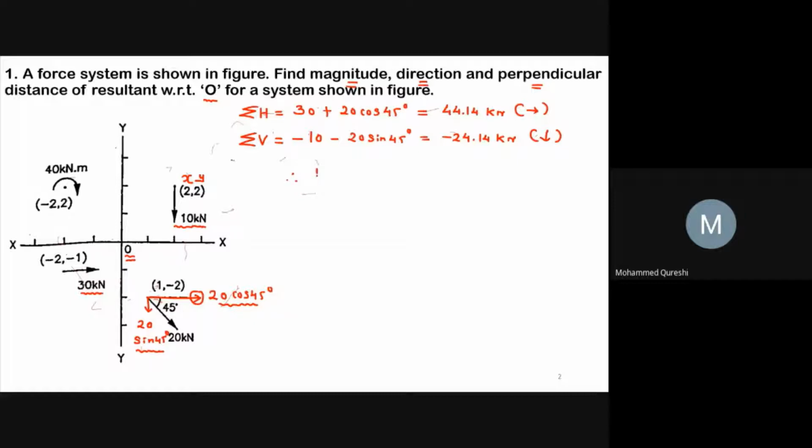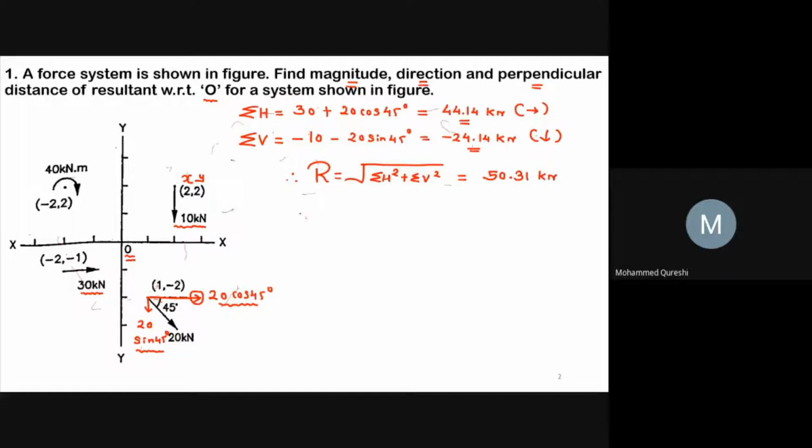Now we know that the resultant R equals the square root of sigma H squared plus sigma V squared. So the value of sigma H is 44.14 and the value of sigma V is 24.14 with minus sign. So here we will get the value of resultant as 50.31 kilonewton.